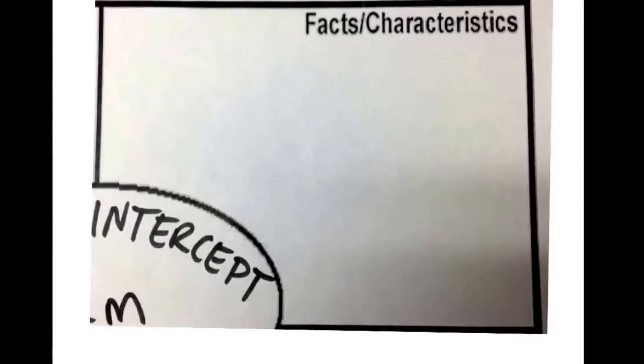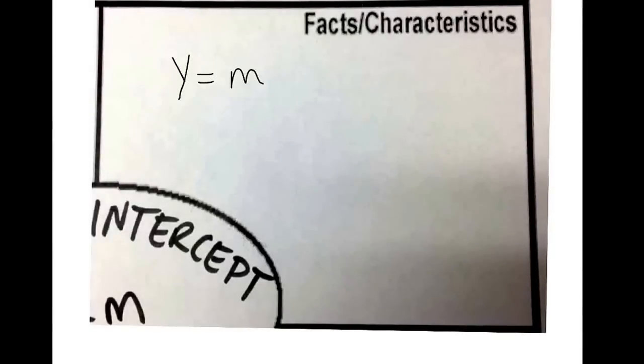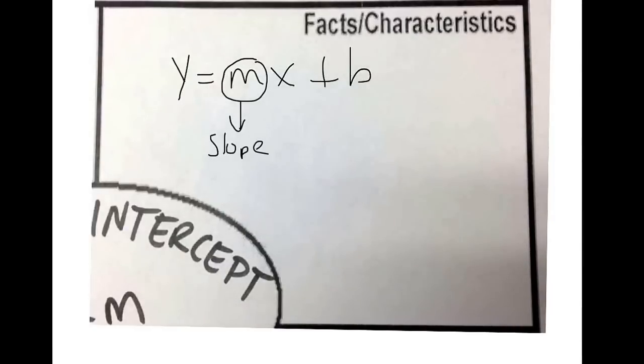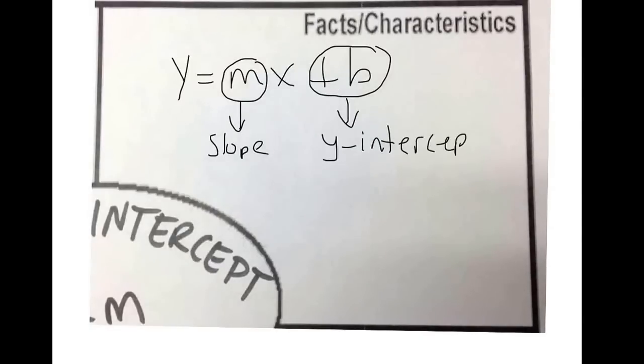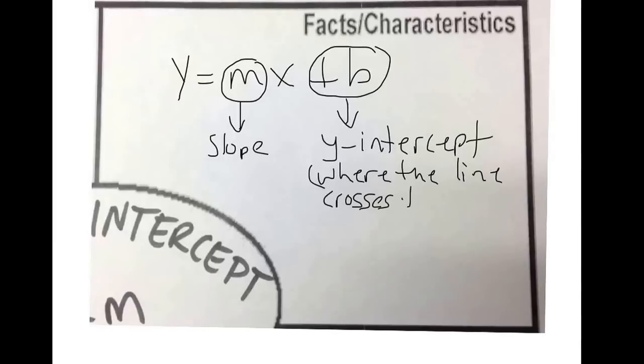The key facts or characteristics about it: when we get it into y equals mx plus b form, it identifies some things for us. This m refers to our slope, and this plus b on the end here refers to our y-intercept. And y-intercept is kind of a new vocabulary word too. Y-intercept is where the line crosses the y-axis. This will be another vocabulary word that we can put in there.